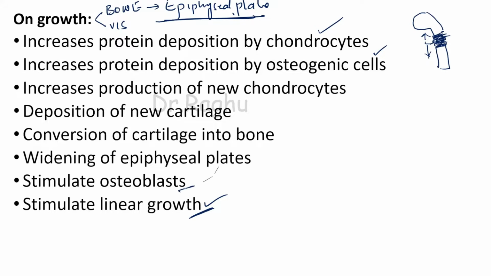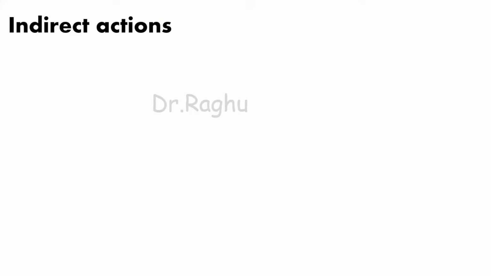Not only that, the growth hormone also stimulates the osteoblasts. So this is how the growth hormone is going to act in the pre-adult age group, and it is going to cause an increase in the height of the person by acting at the level of the epiphyseal plate, by producing new chondrocytes, by deposition of the cartilage, and by conversion of this cartilage into bone, by stimulating osteogenic cells, by stimulating chondrocytes, and also by stimulating the osteoblasts. Not only that, it is also going to cause growth of the viscera also. So all these actions which I have told you till now are the direct actions.